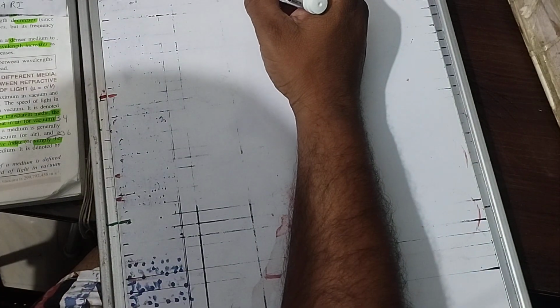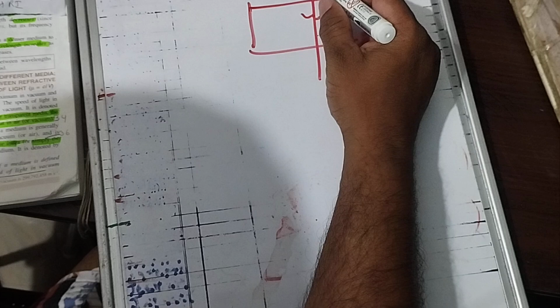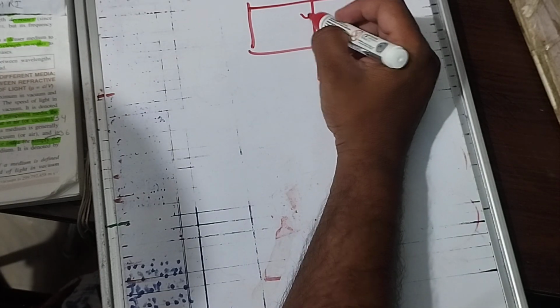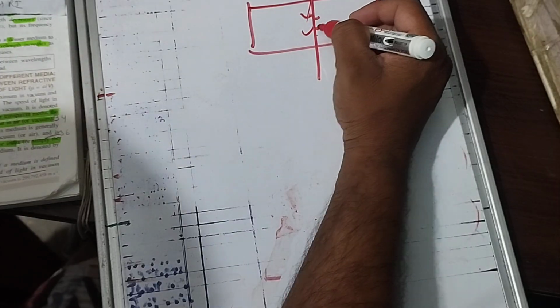In case of normal incidence, angle I equals 0 degrees for light passing from one medium to another. The speed of the light changes, but the direction of the light does not change. See, this is a slab. When light passes through along the normal, the speed may change, but the direction won't change. It is undeviated. It will pass through like this only.